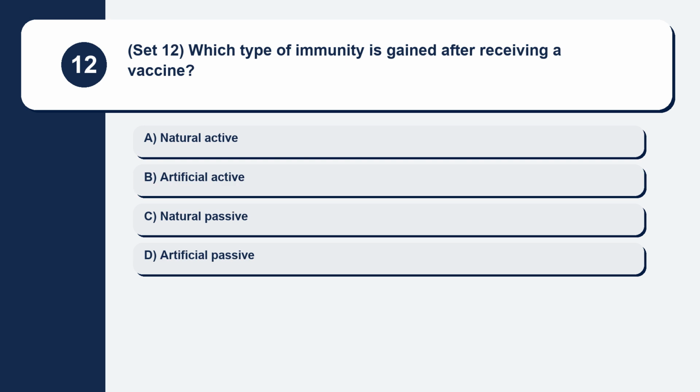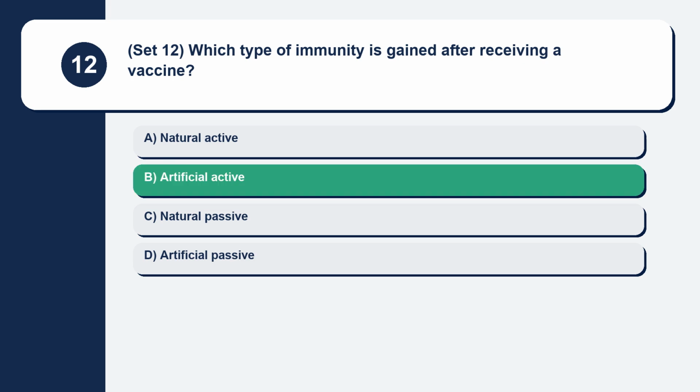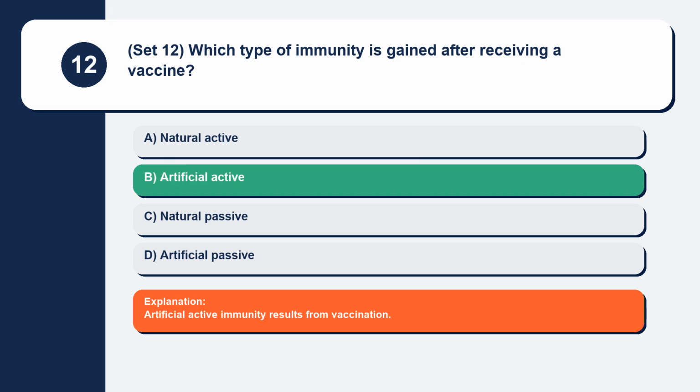Question 12. Set 12. Which type of immunity is gained after receiving a vaccine? Natural active, artificial active, natural passive, artificial passive. Artificial active immunity results from vaccination.